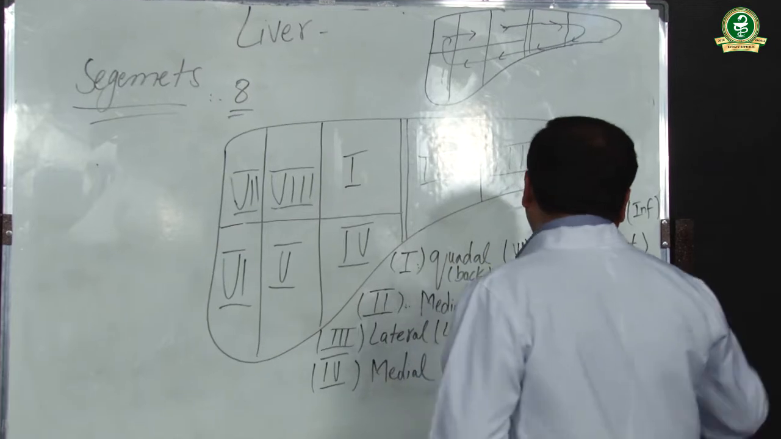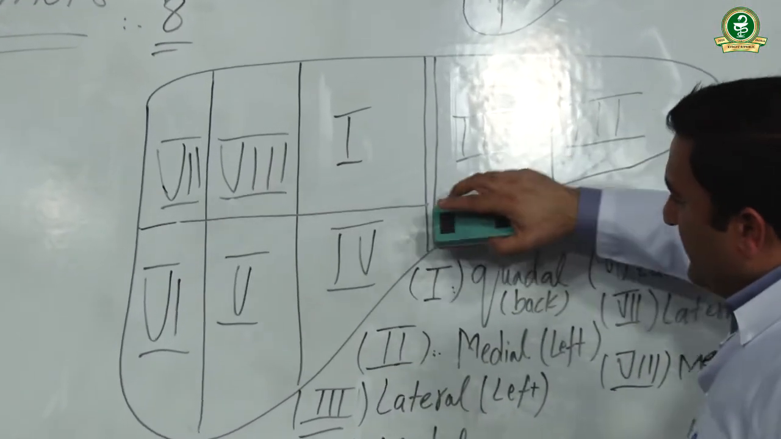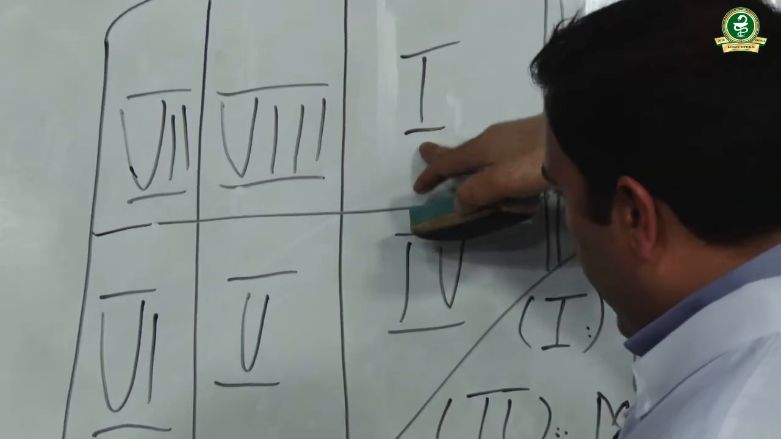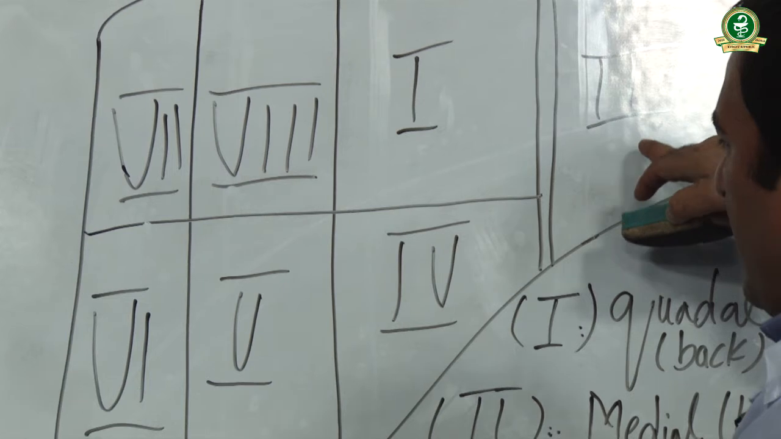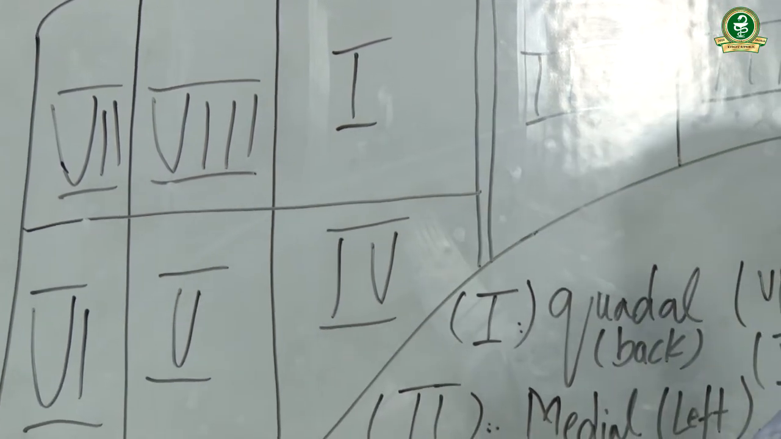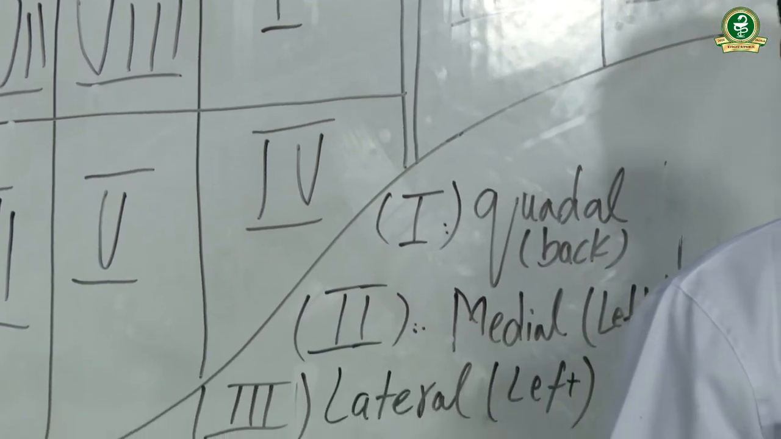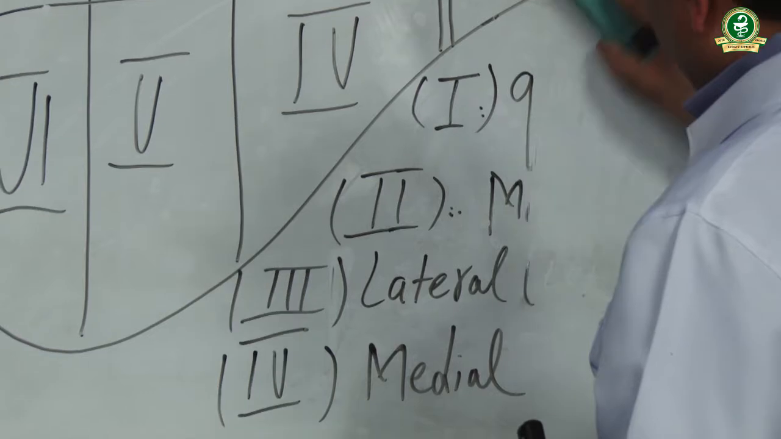Now it's theory: why are these present in the right lobe? Why do we count them there? Because they take a blood supply from the left side.